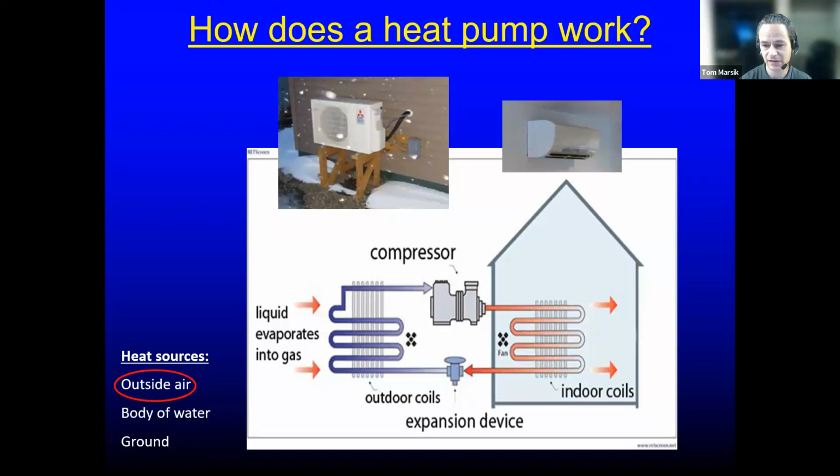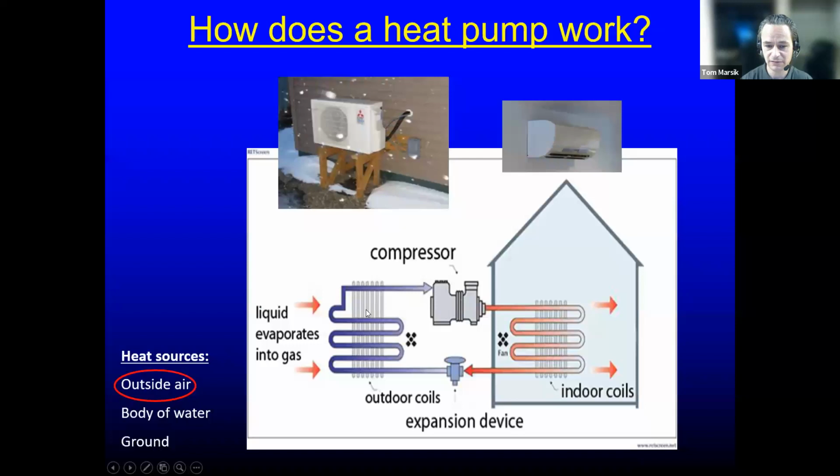As this refrigerant is supplying the heat into the building, it's being cooled down, and as it's being cooled down, it condenses from that gas into a liquid. And then we send that liquid to the outside, into what we call the evaporator, and we let it evaporate in that evaporator. Through evaporative cooling, the temperature of it actually drops below the temperature of the outside environment. And so then the heat from the outside environment is flowing into the refrigerant. And then we compress it again, and the cycle continues. So that's in a nutshell how a heat pump works.